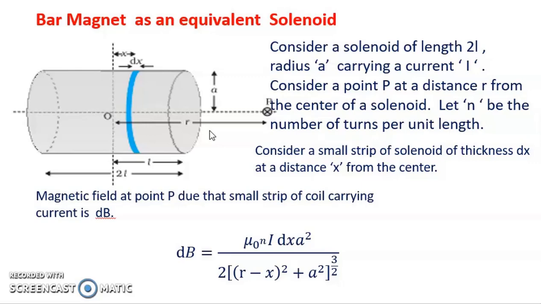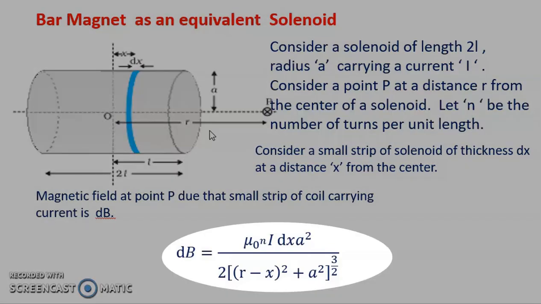Here, in this strip, the number of turns will be small n into dx, that is the total number of turns. I is the current flowing through it. Substituting that, the magnetic field intensity at point P due to that small strip of coil carrying current, dB, is equal to mu0 n i dx a squared divided by 2 into ((r minus x) whole squared plus a squared) whole to the power of 3 by 2. We know r minus x is the distance from the small strip to the point P.